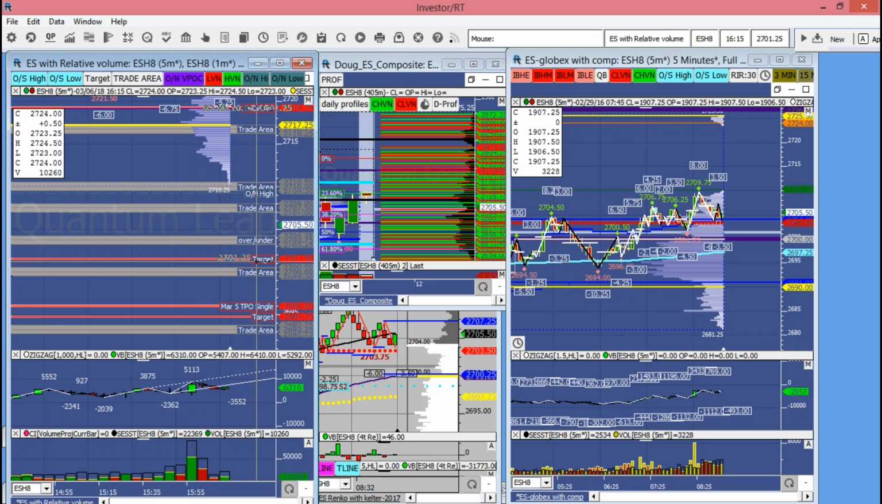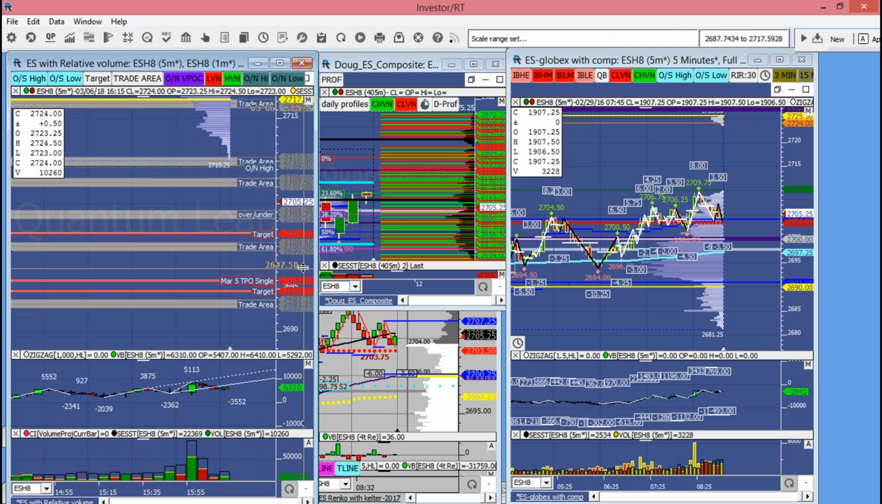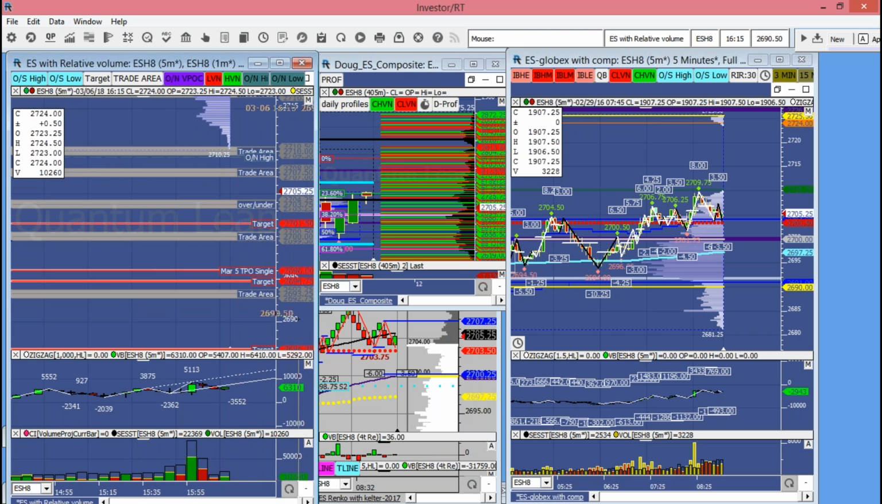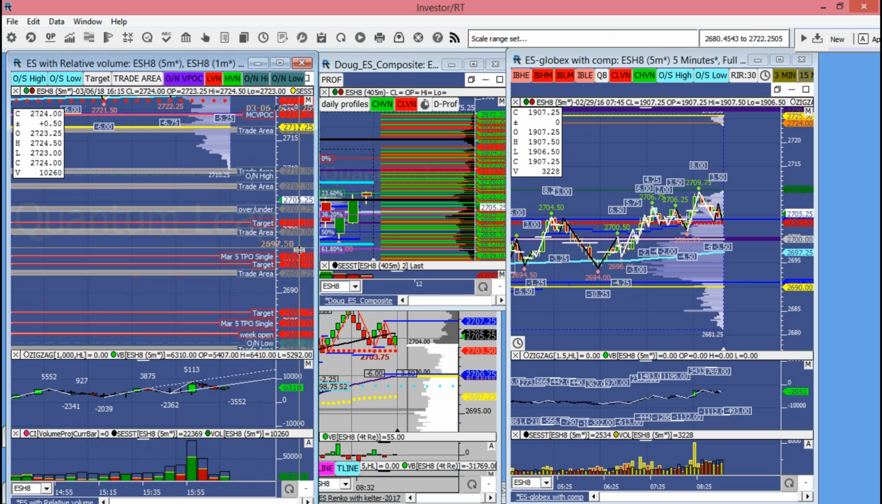I'm going to be targeting first scale down here at 2701.50, and then below the 2700, we still have that March 5th TPO single down at the 2696 with the target below at the 94.75, and then below that we have singles down here. The week open is 2683 and a quarter with our overnight low. Now that's pretty far below us, but we don't know how the market's going to react in the RTH from the news. We saw what it did last night, but they're slowly taking it back.